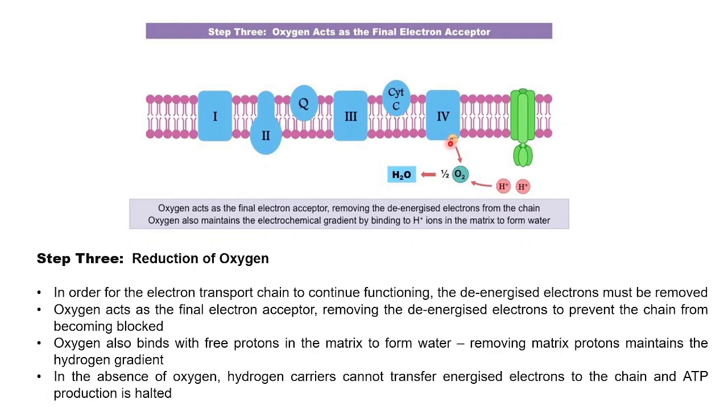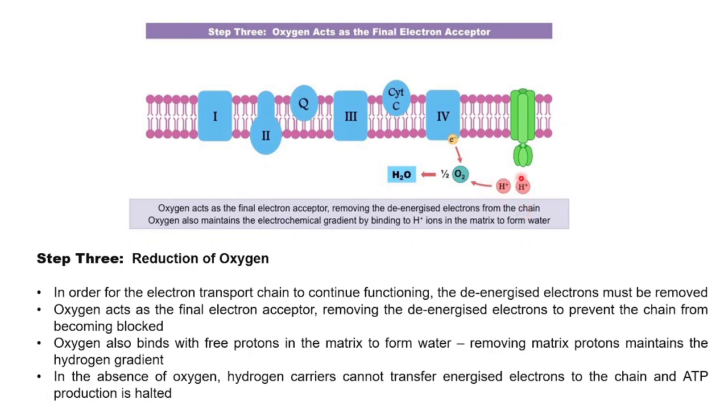Because if you don't remove the electron, this chain will become blocked and no other electron will come in to throw protons out. No other proton will come in via the ATP synthase and no more ATP will be produced. So what happens? The de-energized electrons are taken by the final terminal electron acceptor, which is O2. And O2 also binds with some free protons. Now in the matrix we have a lot of free protons, so oxygen also binds with some of the free protons in the matrix. It takes electrons, and basically it maintains the hydrogen gradient as well.